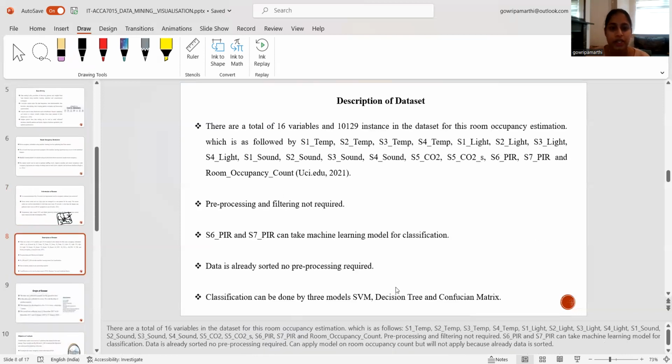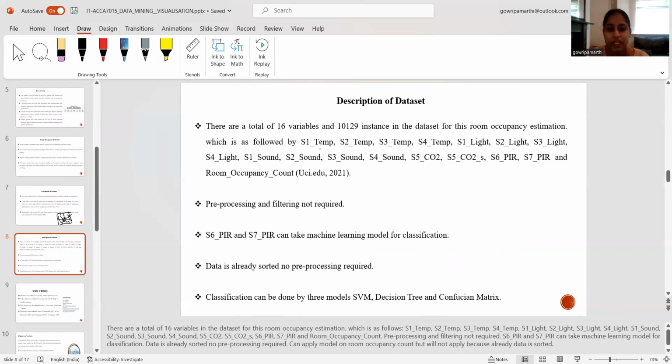Description of the data set. There are 16 variables, and variables are nothing but attributes. There are 16 variables and 10,129 instances in the data set for estimating the room occupancy. As I already told you, the temperature, sound, light, CO2, and passive infrared are the main 5 non-intrusive sensors we used.